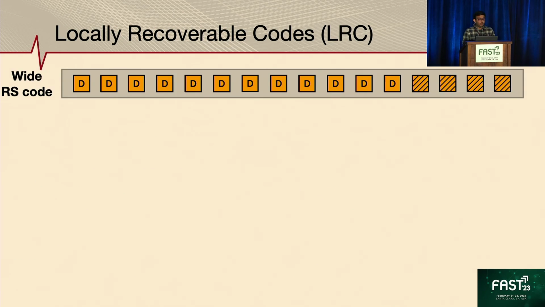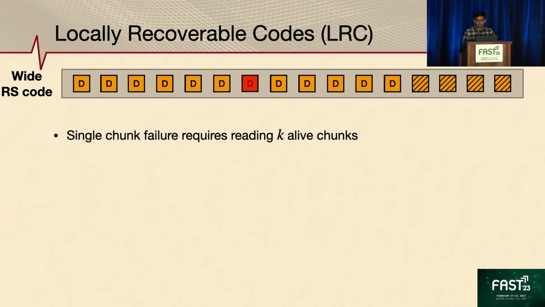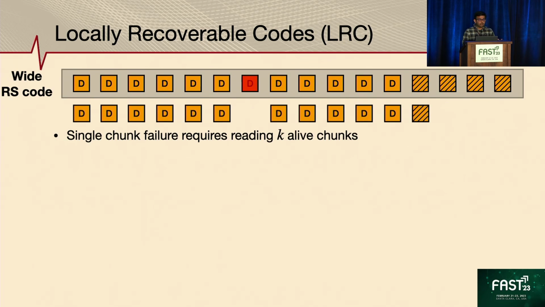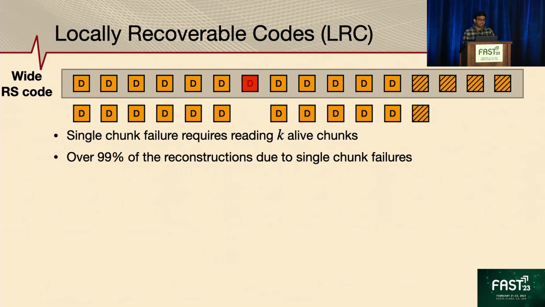Now, wide codes reduce storage overhead, but they have a problem in terms of the reconstruction I/O. In this wide code example, suppose one chunk fails. In order to reconstruct that, you need to read K of the alive chunks to reconstruct the failed chunk. With wider and wider K, this becomes I/O intensive and can be an exorbitant I/O cost. And this becomes much worse given that over 99% of the reconstructions happen due to single chunk failures.